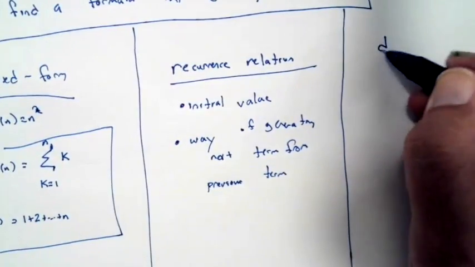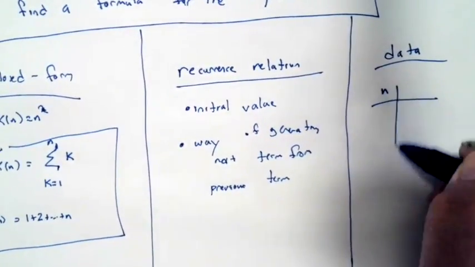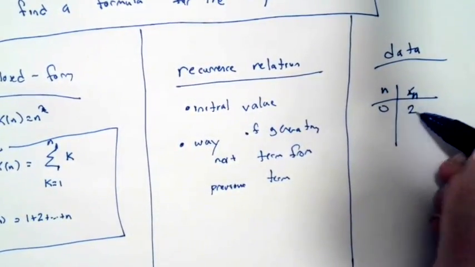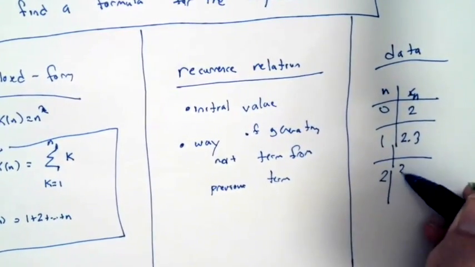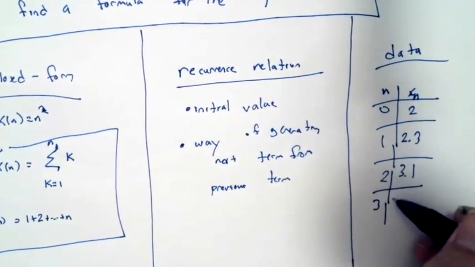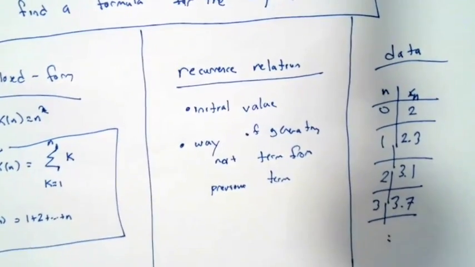You might have a list like at time 0, my sequence took the value 2, and at time 1, it took the value 2.3, and at time 2, it took the value 3.1, and at time 3, it took the value 3.7. And the question is, what is a good formula for the sequence?